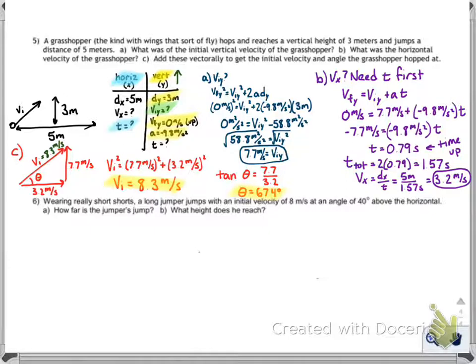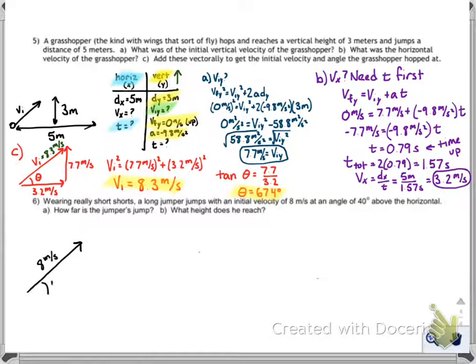But then to get my value for theta, or the angle, I have to divide 7.7 by 3.2, then take the inverse tangent of that number. So the tangent of the angle, theta, is equal to the opposite side over the adjacent side, and then we can find our theta, 67.4 degrees. There we go, problem done. Let's try the next one.